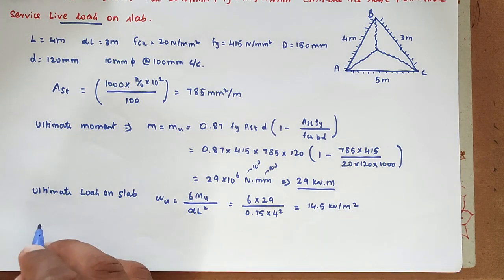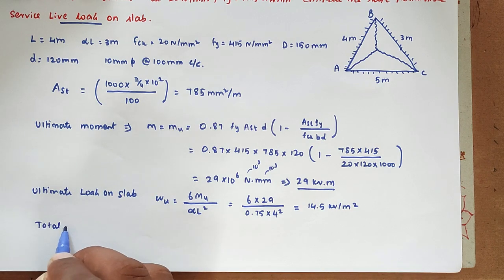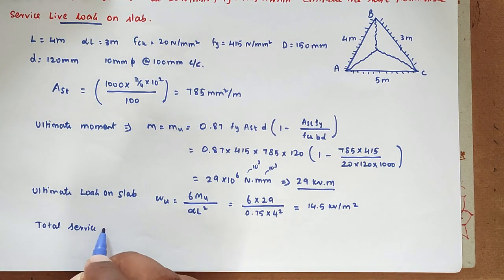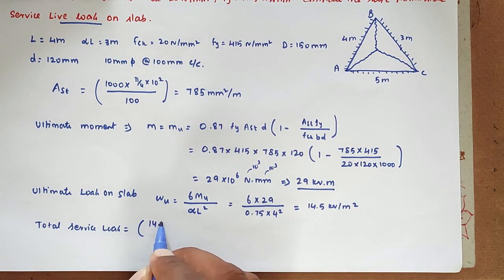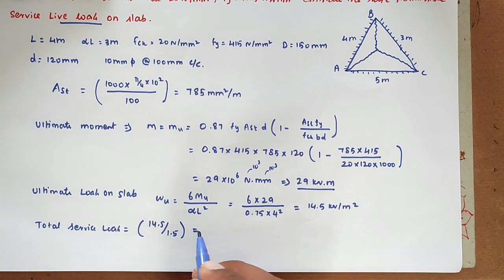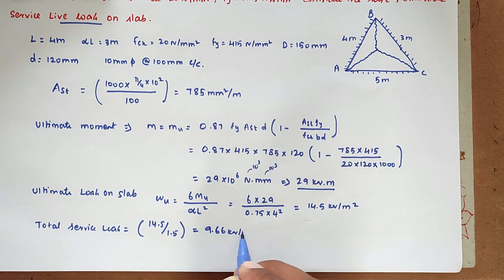Now we can get the service load. Total service load equal to 14.5 divided by 1.5, where 1.5 is the factor of safety. So now we got the value of 9.66 kilonewton per meter square.